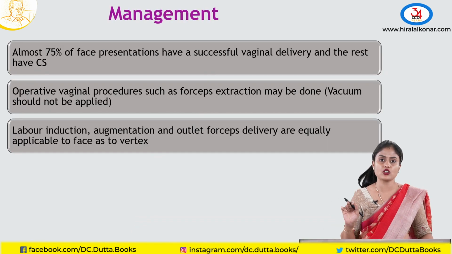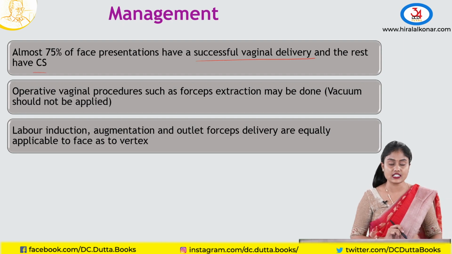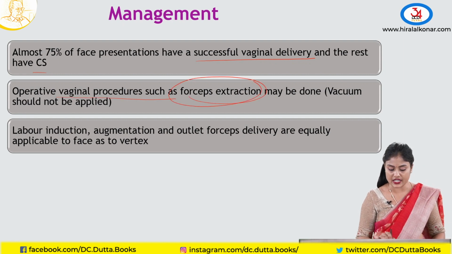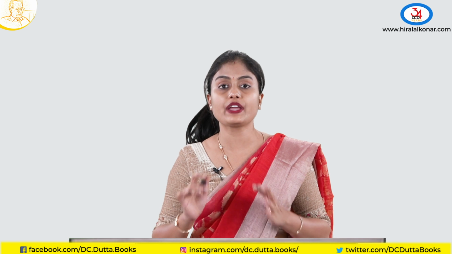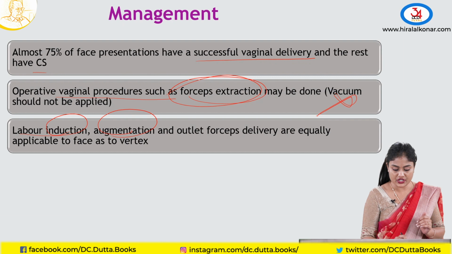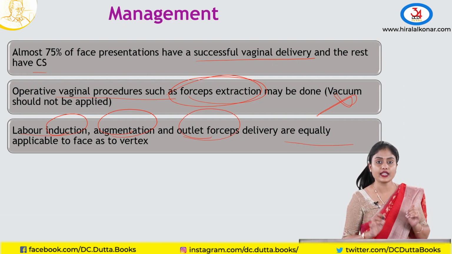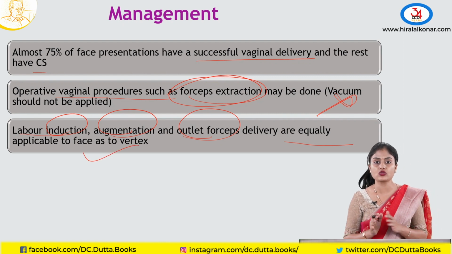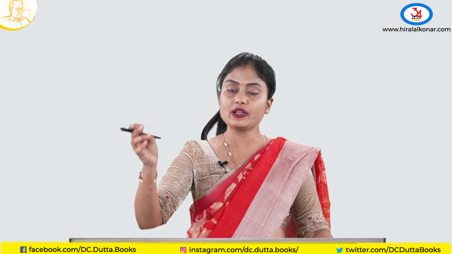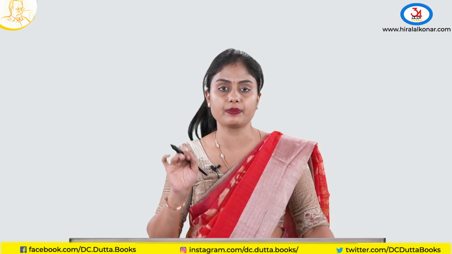Almost 75% of them deliver vaginally and only 25% require cesarean delivery. Operative vaginal procedures such as forceps extraction may be done, and vacuum should never be applied in face presentation. Labor induction, augmentation and outlet forceps delivery can be used just as in vertex. It is the same; the outcome, risks and complications are everything the same, except that vacuum should never be applied.